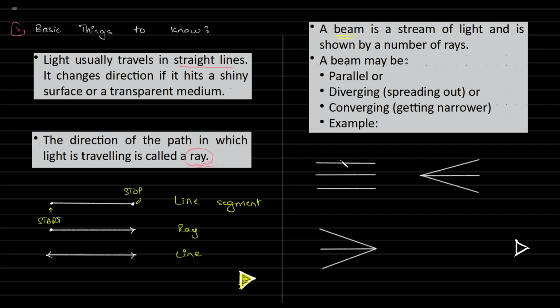So parallel is when the rays will never meet. Diverging means the rays are moving out. Converging means the rays are moving in. So an example of parallel light is rays from the sun. So rays from the sun reaching Earth's surface, to whatever place you are in, are parallel. Diverging and converging, I'll show you practically. So please watch this video.